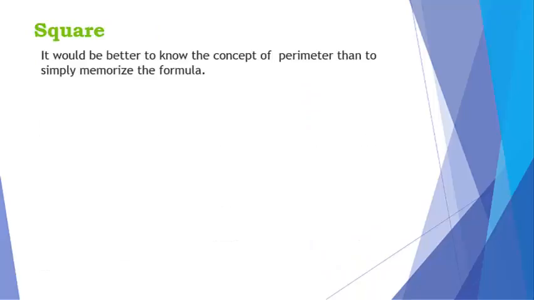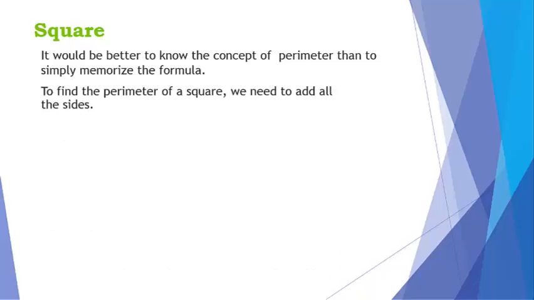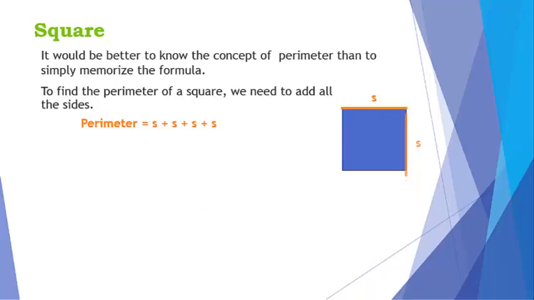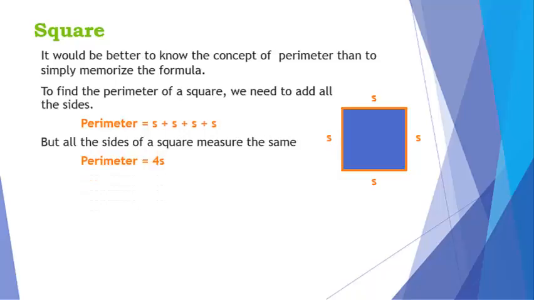Square. It would be better to know the concept of perimeter than to simply memorize the formula. To find the perimeter of a square, we need to add all the sides. So we have the perimeter equal to this side plus this side plus this side plus the last side. But all the sides of a square measure the same. So therefore, the perimeter is simply 4s.